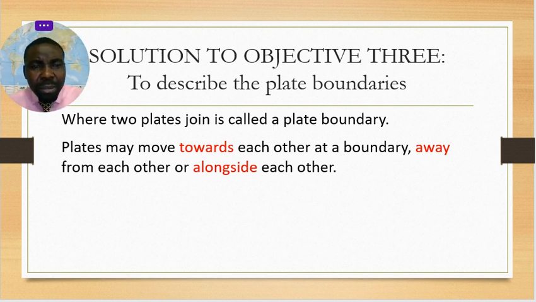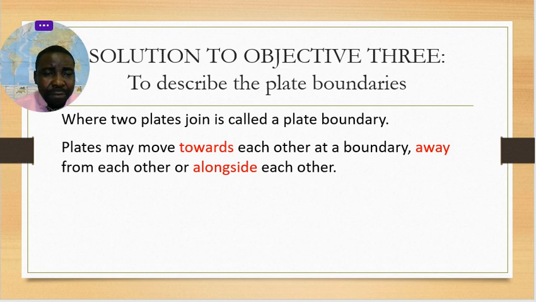Sometimes plates move apart, sometimes plates move towards each other, and sometimes plates move alongside each other. Those are the three directions of movement of plates, and you are going to see each of these movements as we move further. So we are going to look at the types of plate boundaries we have.